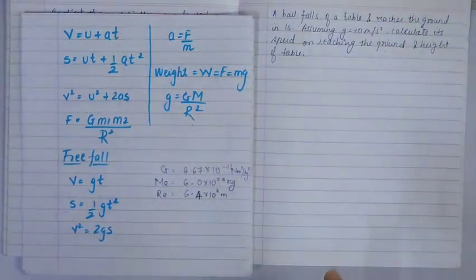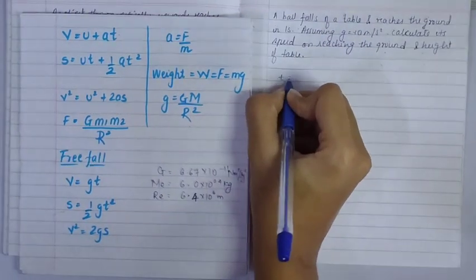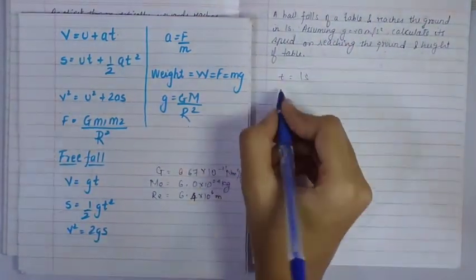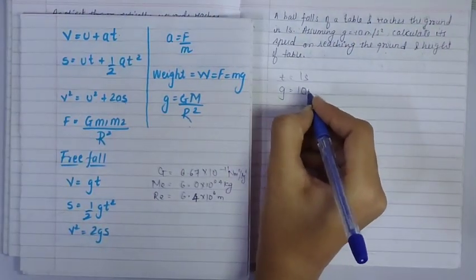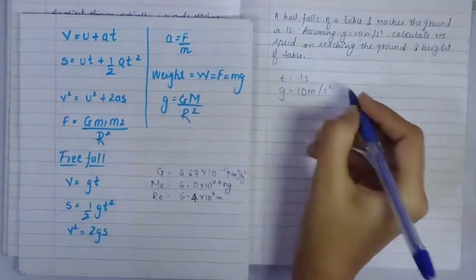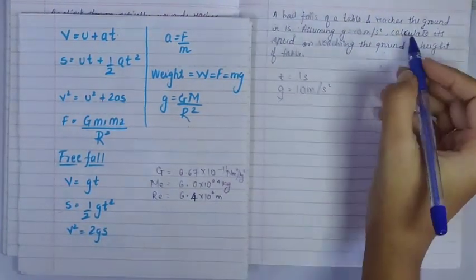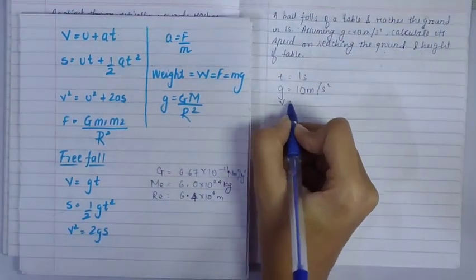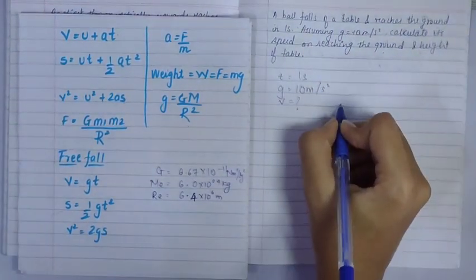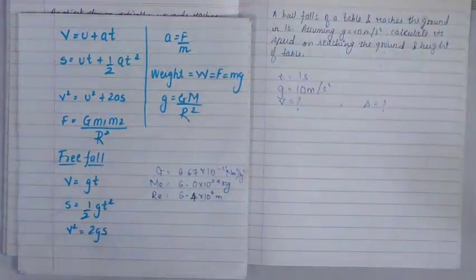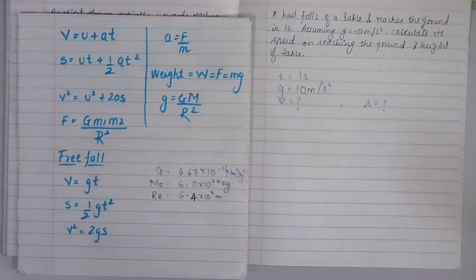So let's write down first what is given to you. They have given you the time taken to reach the ground, that is 1 second. They have also given you to assume g as 10 meters per second squared. So what you have to find is to calculate its speed, that is v is equal to what, and also your distance from the ground to the table. What is the distance? That will be your height.